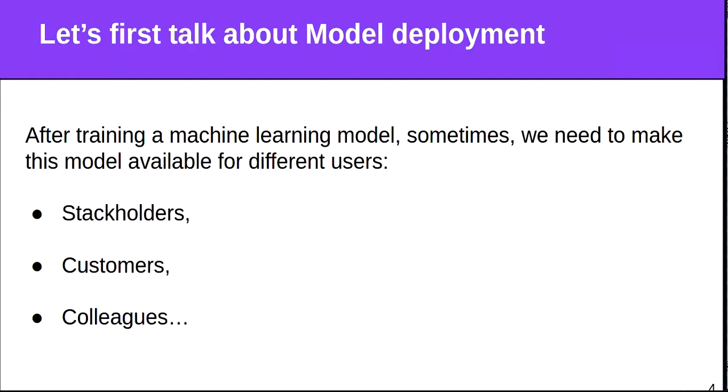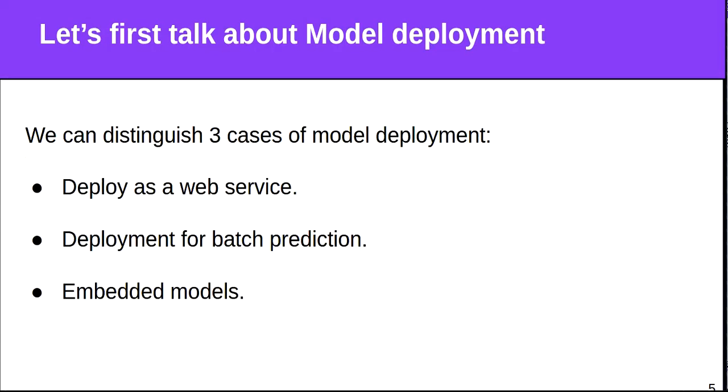After training a machine learning model, sometimes we need to make our model available for different kinds of users. Data scientists might need to share the results with stakeholders of a company, with the customers, if they have such products, with colleagues, and for collaboration and sharing the results. So in these cases, data scientists find themselves obliged or in need to deploy, or let's say share, the results and their model.